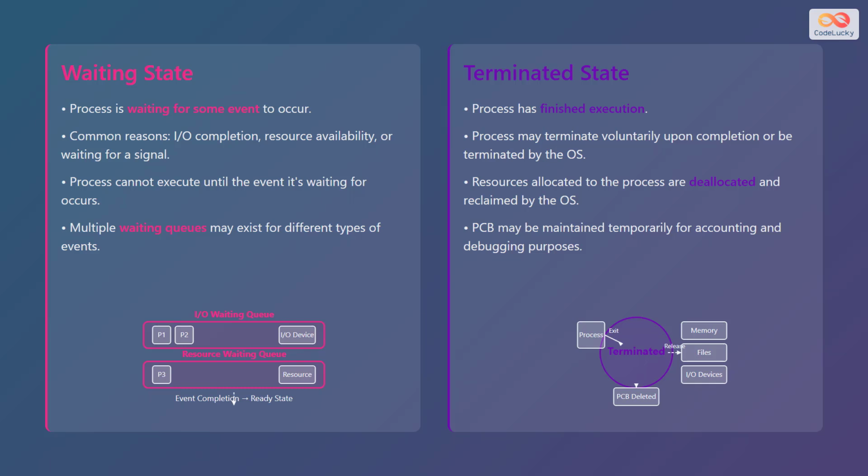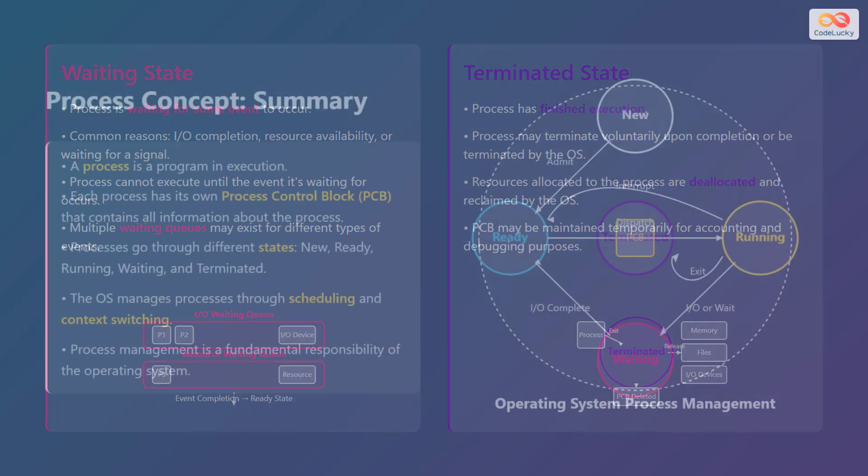Finally, we have the terminated state. In the terminated state, the process has finished execution. The process may terminate voluntarily upon completion, or it may be terminated by the operating system. The resources that were allocated to the process are deallocated and reclaimed by the operating system. The PCB may be maintained temporarily for accounting and debugging purposes.